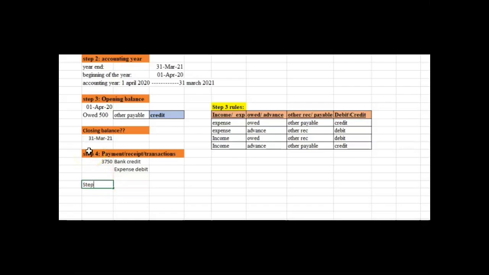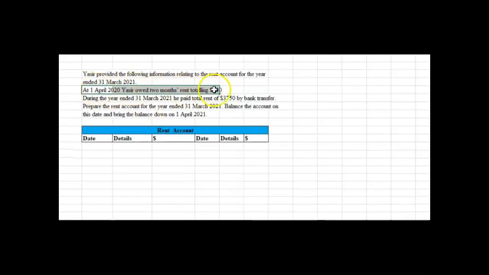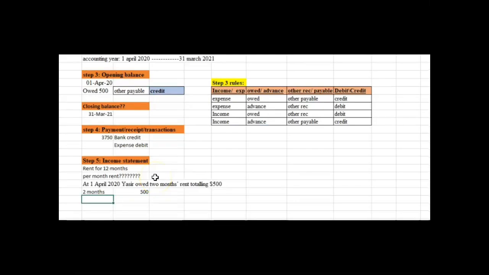Since the question doesn't have a closing balance until now, we need to do another step where we find out the income statement figure. An account like the rent account needs an income statement figure because we need to know the amount that goes to the income statement. The income statement figure is basically the rent for 12 months. To know the rent for 12 months, we need to know the rent for 1 month. The question has given the rent for 2 months, which is 500. Therefore, rent for 1 month would be 500 divided by 2, which is 250. Therefore, the rent for 12 months would be 12 times 250, which is 3,000.